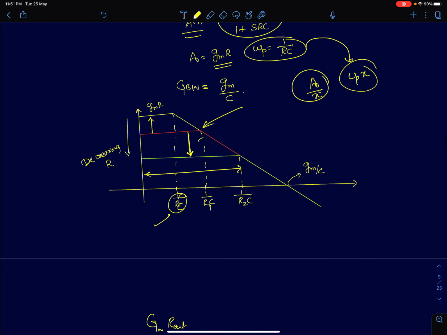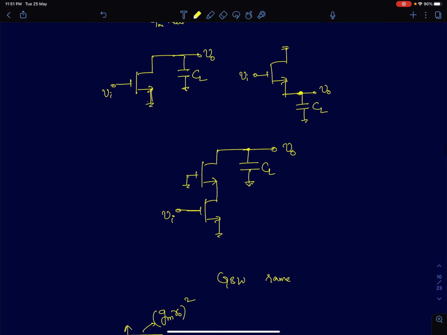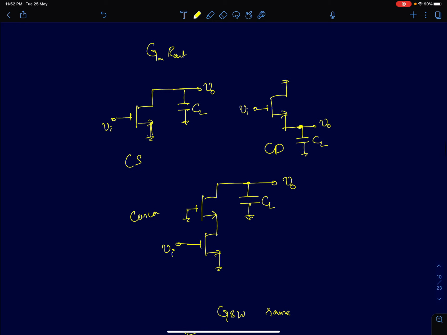Now we'll look intuitively, or rather I'll further explain this gain bandwidth product example using the well-known amplifiers which we have already analyzed. So this is a common source, a common drain, and a cascode amplifier. Now in the three amplifier structures, the short circuit transconductance is the same for all the amplifiers. It's the Gm of this device here, the Gm of this device, and the Gm of this device here. It's the same if I'm assuming I've biased all the devices with the same currents. So if all the Gms are the same, then the short circuit transconductance is the same.